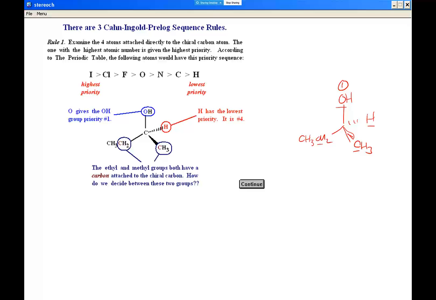Is there clearly a group number four? The hydrogen. And hydrogen will always be number four if it's there. As a matter of fact, if I replace the hydrogen with a deuterium, which is a hydrogen of mass two, hydrogen is still the lowest priority. So hydrogen is always the lowest priority. So then CH3 versus CH2CH3, which one should be number two? Ethyl or methyl? Ethyl? We agree? Okay, if we go back to the basics, C versus C, what's attached to this C? Two H's and a C, what's attached to that C? Three H's. What wins? Carbon. So this is number two, and this is number three.